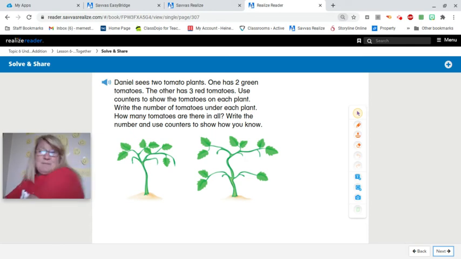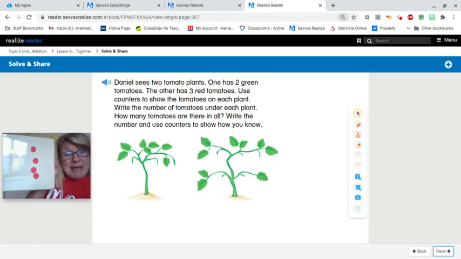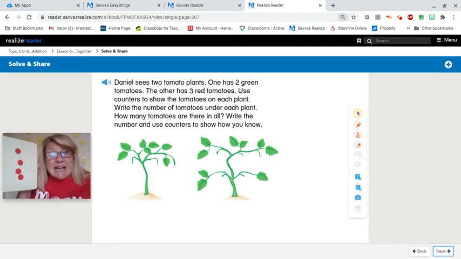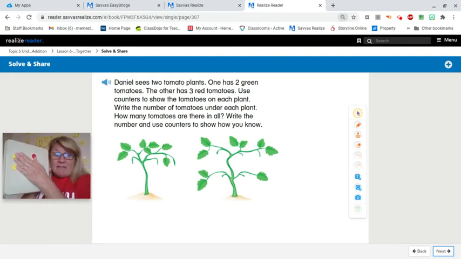All right, I have my handy dandy magnet board right here. And I want you to take a look at it because it says one has two green tomatoes, right? So this is from yesterday. I have my two green tomatoes, and the other one has three red tomatoes. Do I have three on there? One, two, three. I do not. I have four from those boats.